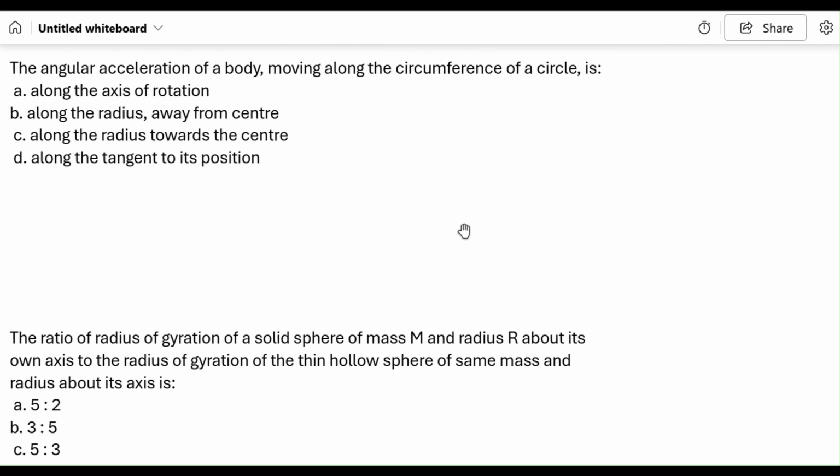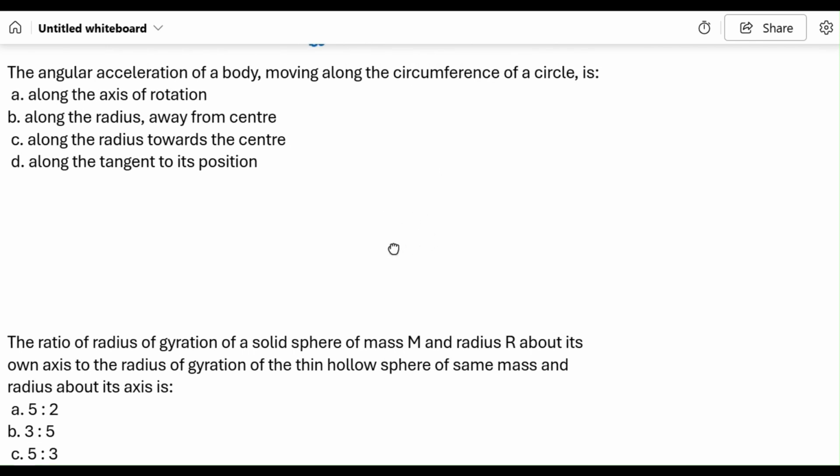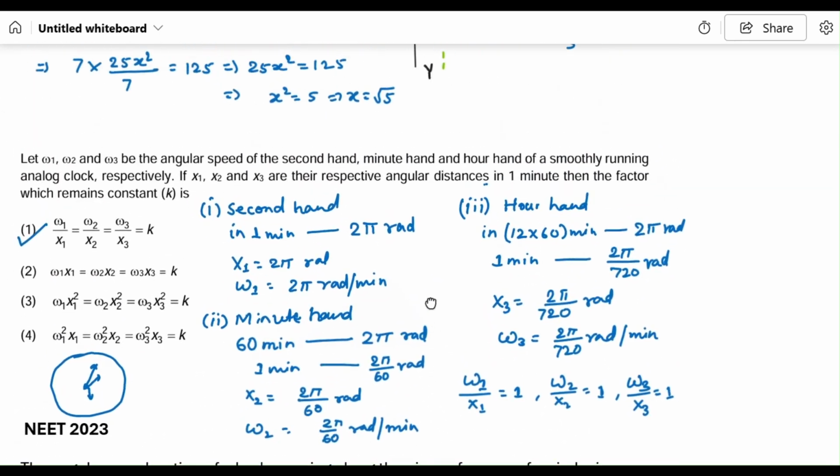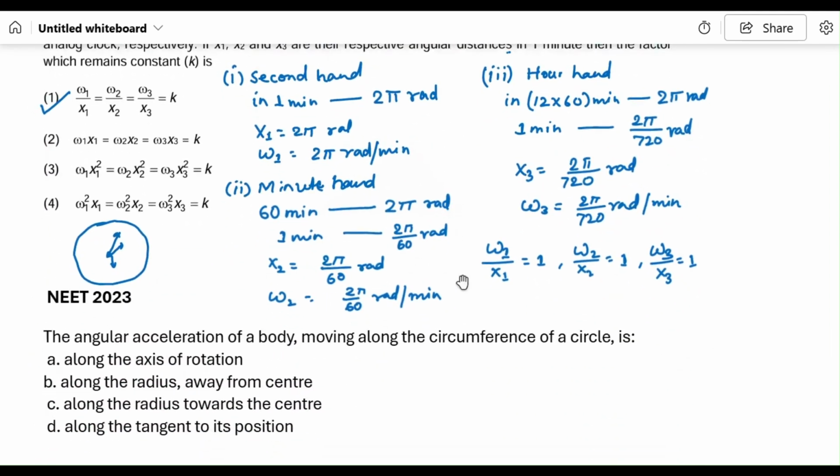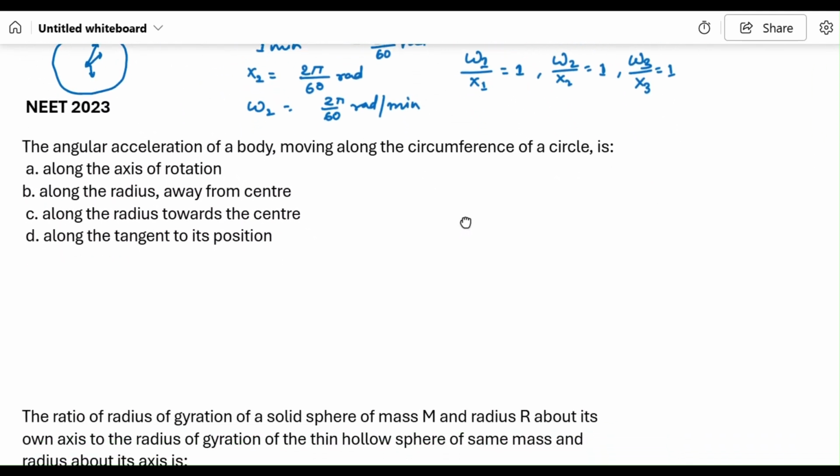Okay, let's continue our discussion. So, in the previous video, we discussed these two questions from your NEET 2024 paper. Now, we are going to discuss the questions from your NEET 2023 paper.